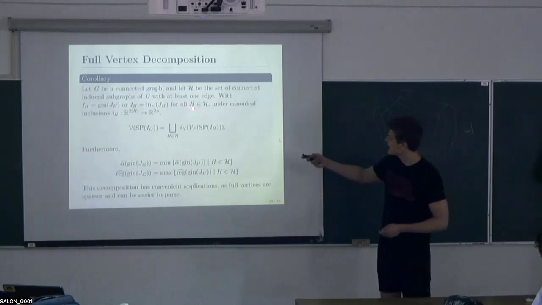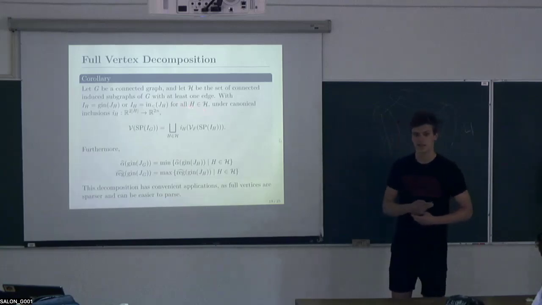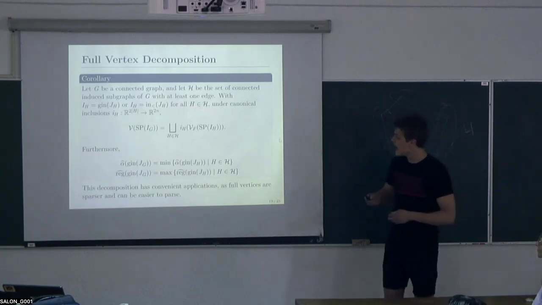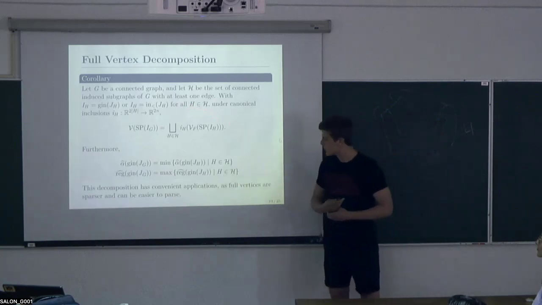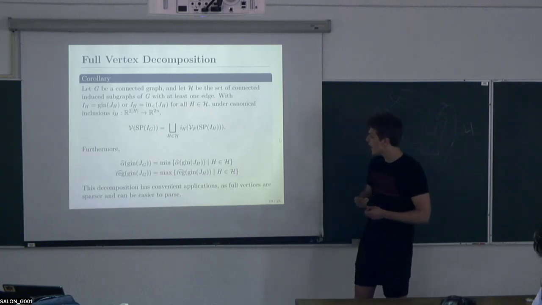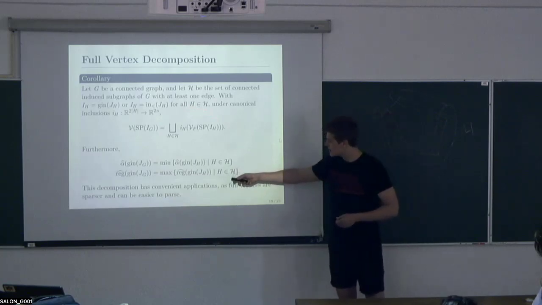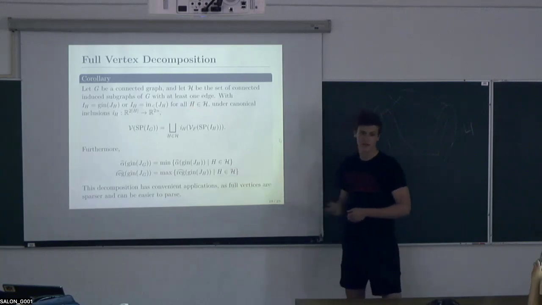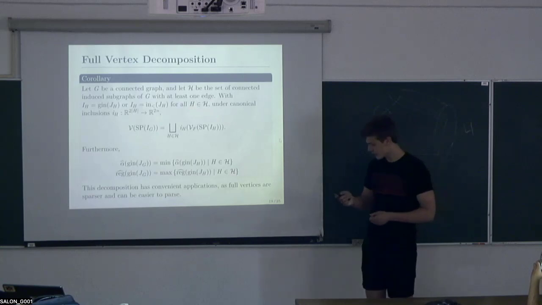So I take all H in this fancy H, the set of induced connected subgraphs. And now I can calculate the asymptotic regularity and the Boltzmann constant as the max and min, respectively, of the maximal and minimal sums of the vertices, of the full vertices, for the induced connected subgraphs.